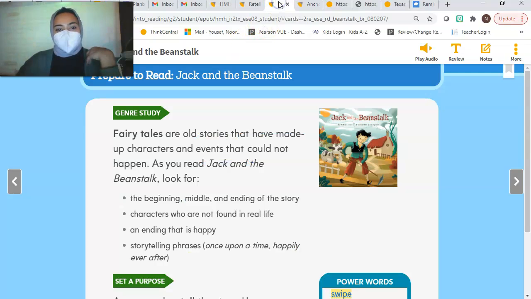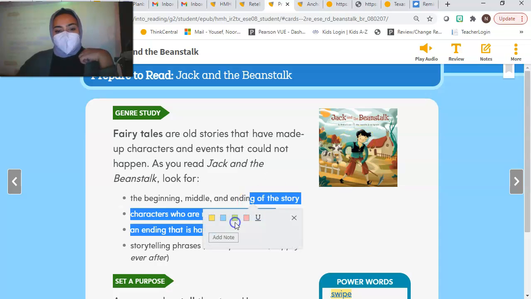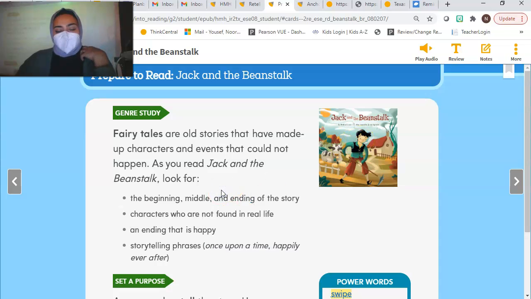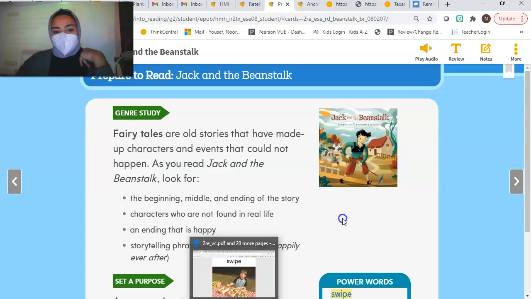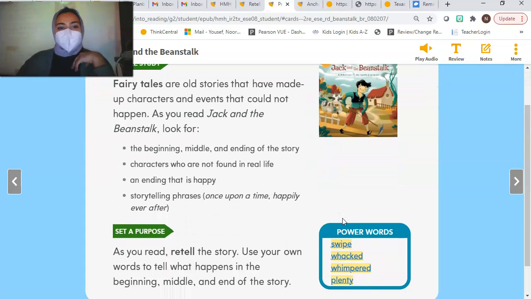We are going to be reading the story, Jack and the Beanstalk. It's a fairy tale. Those are my favorite kinds of stories to read. We are on page 142 in your HMH book. Before we start reading, let's talk about what fairy tales are. Fairy tales are old stories that have made-up characters and events that could not happen.